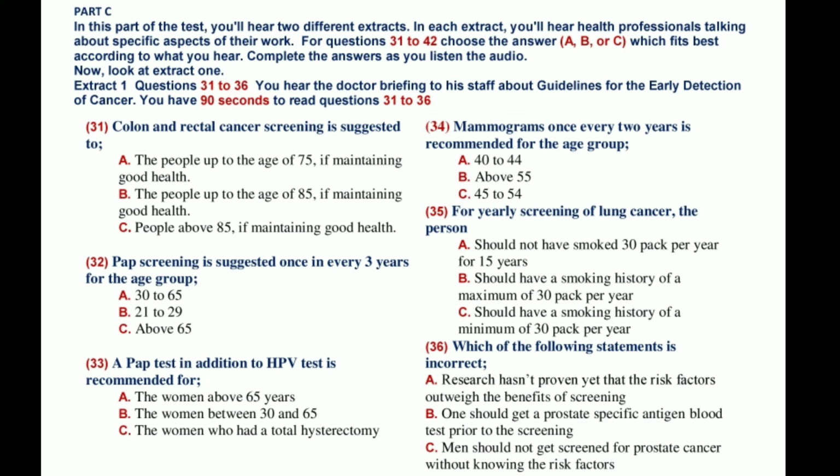If they are African American or have a father or brother who had prostate cancer before the age of 65, one should consult a physician right from the age of 45. If one decides to be screened, he should get a prostate-specific antigen blood test with or without a rectal exam. How often he will be tested will depend on his prostate-specific antigen level.